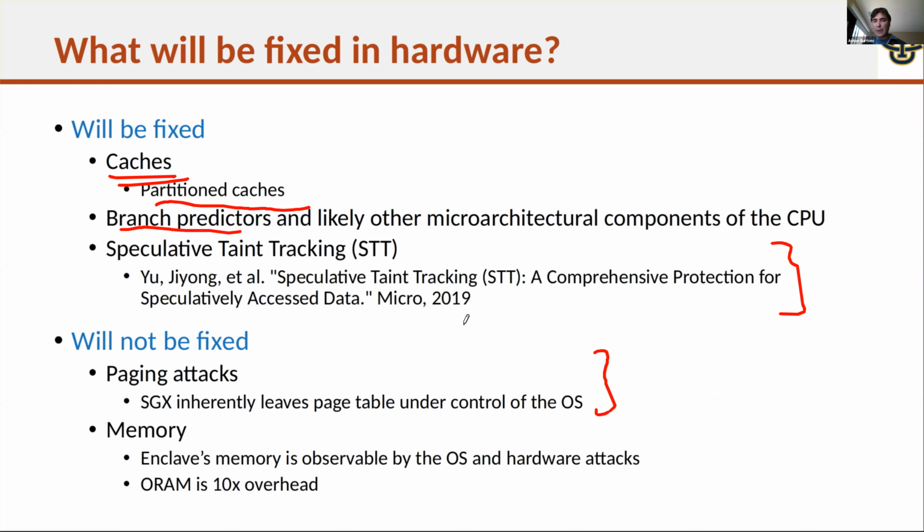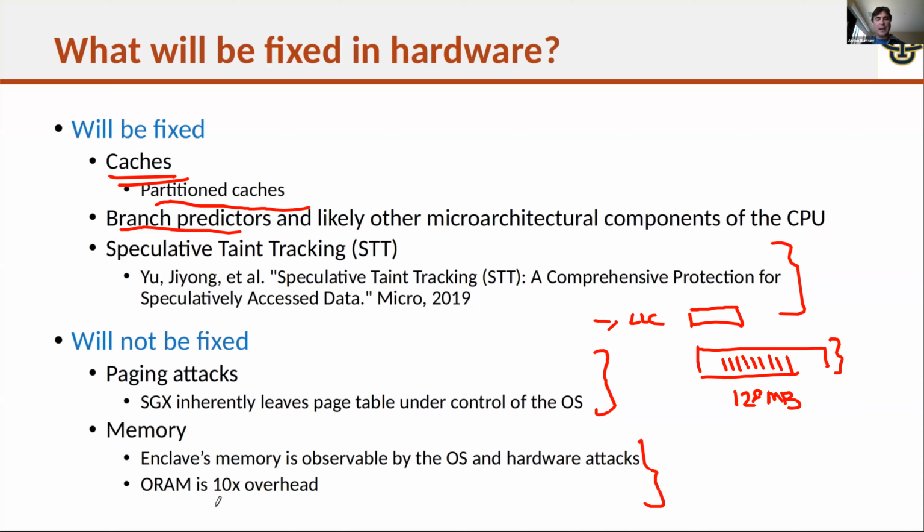There is no way around this. Like I was saying, SGX's last level cache will likely be protected with partitioned caches. But SGX memory, these 128 megabytes, will remain open forever. If the attacker can observe page level accesses here, then you're open to the attack. So your database should account for that. Maybe there will be something like an ORAM in hardware, but this is like 10 times overhead, so it's unlikely to happen in the near future.